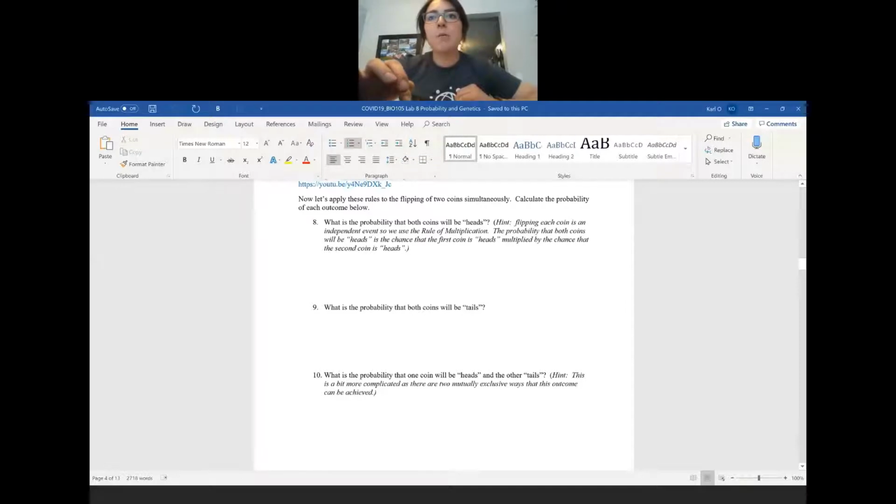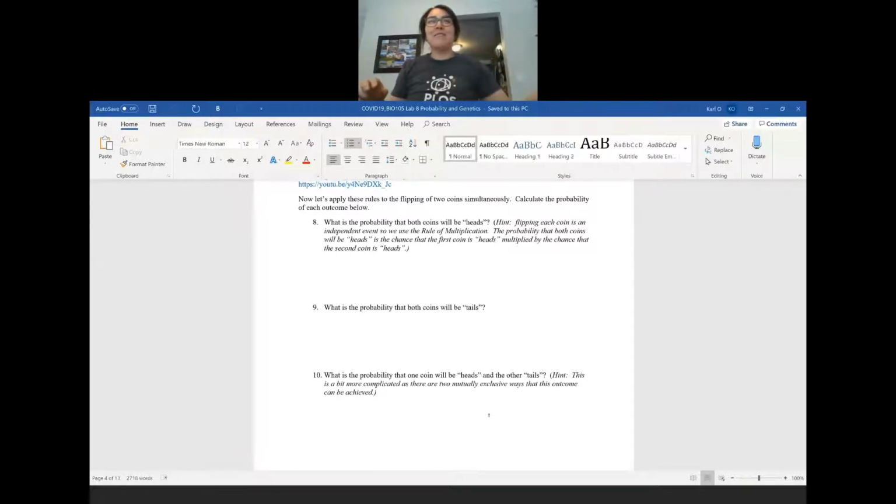So what is the probability that one coin will be heads and the other will be tails? So we could have coin number 1 be heads and coin number 2 be tails. So coin number 1 is heads and coin number 2 is tails. That's a 25% probability there. Or we have coin number 1 be tails and coin number 2 be heads. So that's another 25% probability over there.